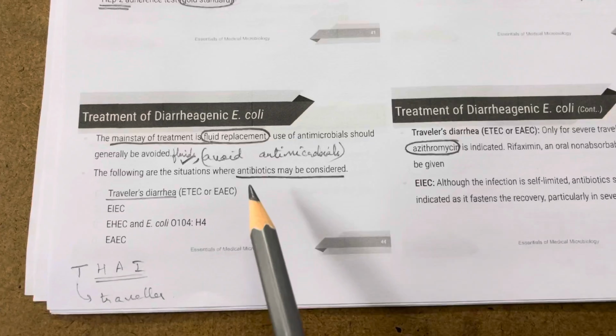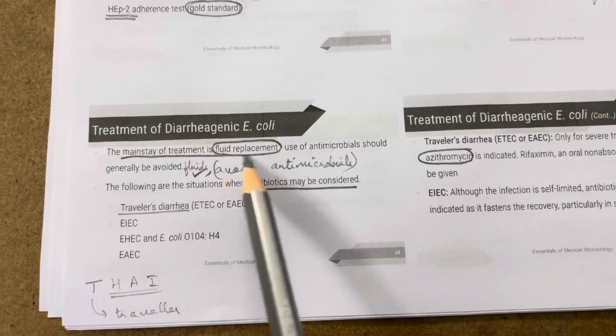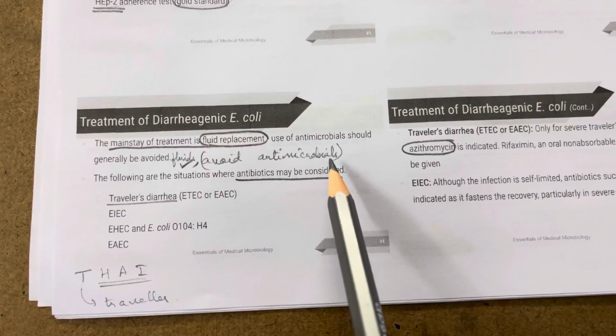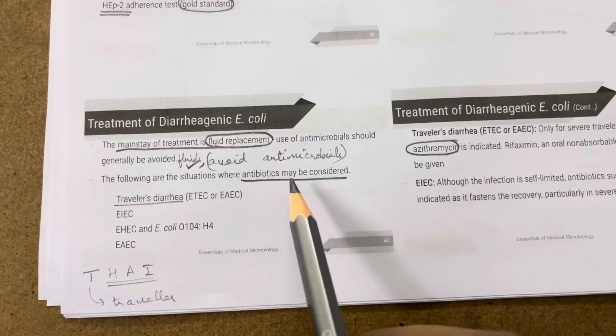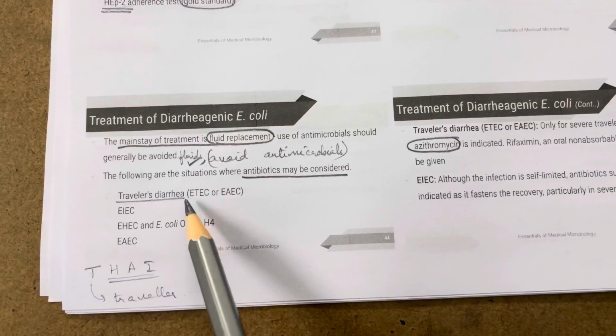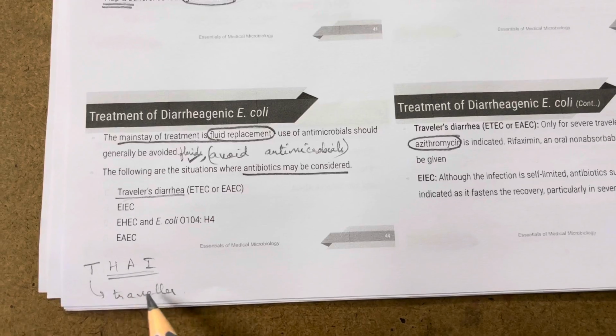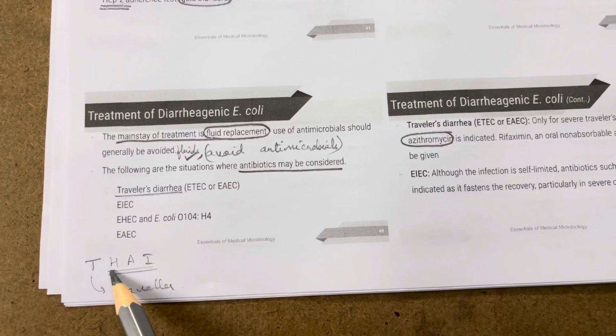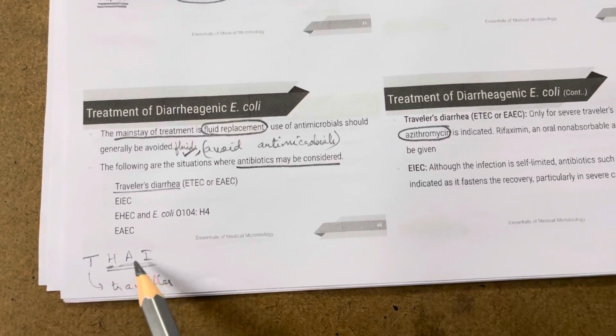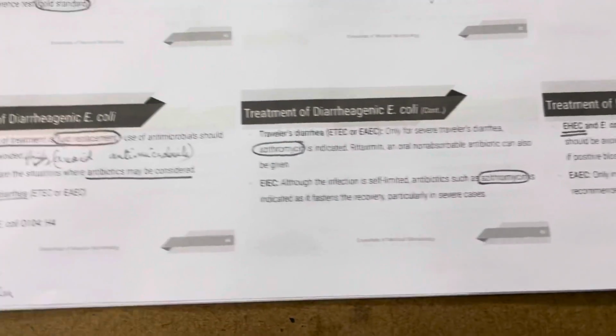So treatment of diarrheagenic E. coli, mainstay is fluid replacement. Avoid antimicrobials as much as possible. But when should you use antimicrobials? In traveler's diarrhea, okay, travelers, and EHEC, EAEC, and EIEC, okay.